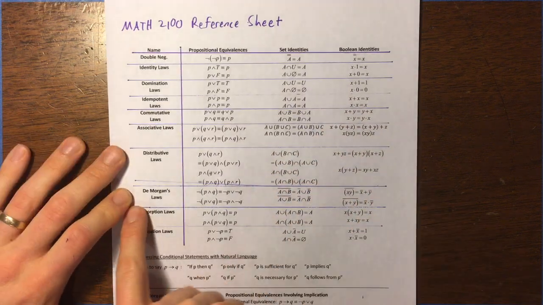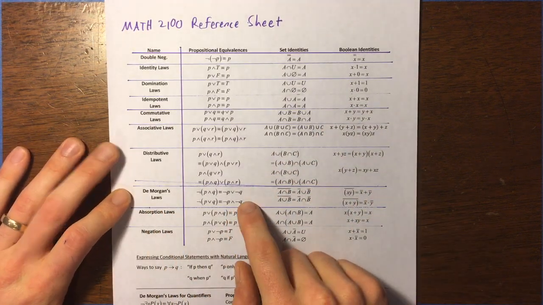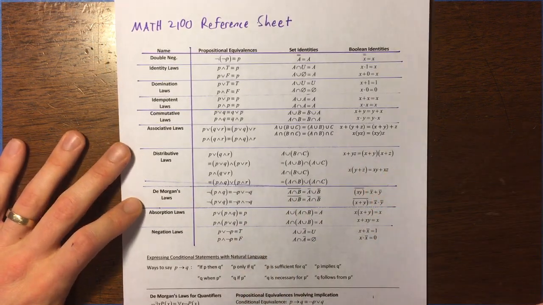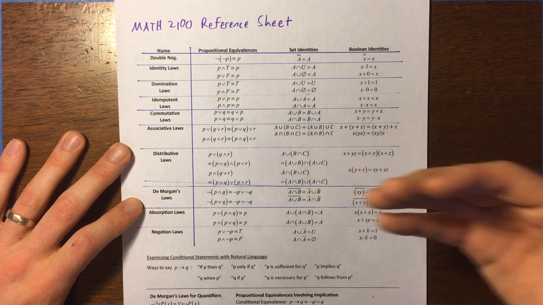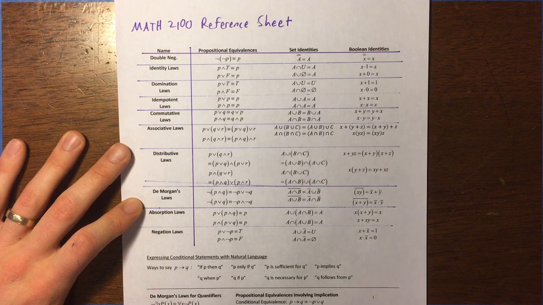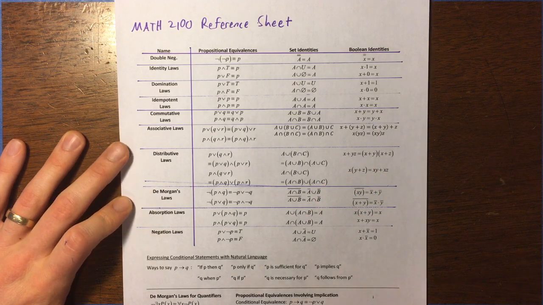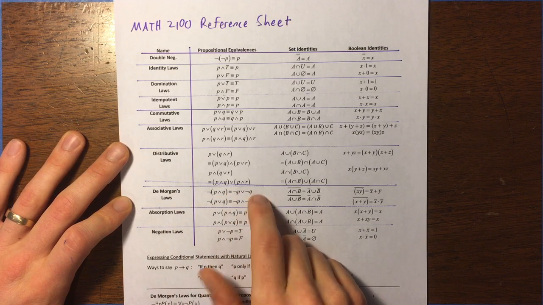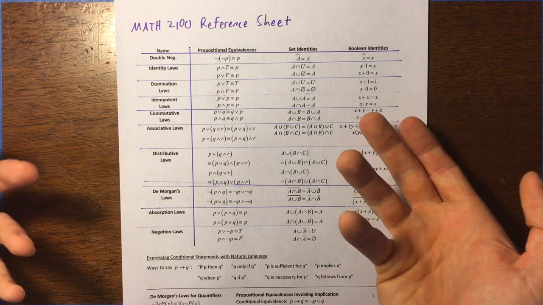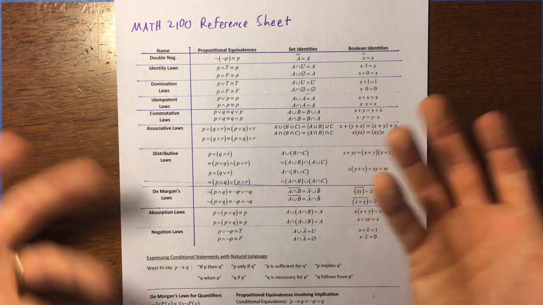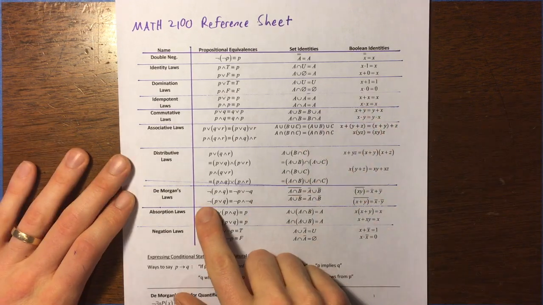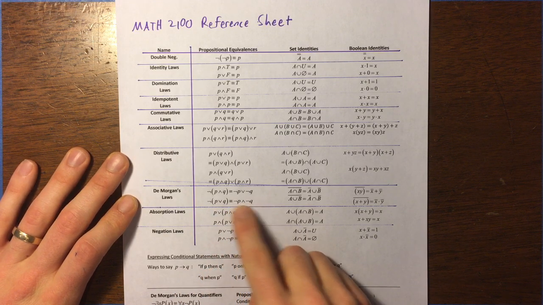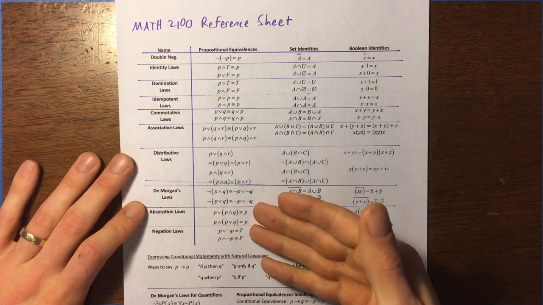Now, De Morgan's laws we've encountered. De Morgan's laws are a way that you can deal with negating either a conjunction or a disjunction. The way this works is when you negate a conjunction, it becomes a disjunction and both parts of it get negated. Conversely, or rather symmetrically, when you negate a disjunction, it becomes a conjunction and each of the parts gets negated. These are De Morgan's laws.